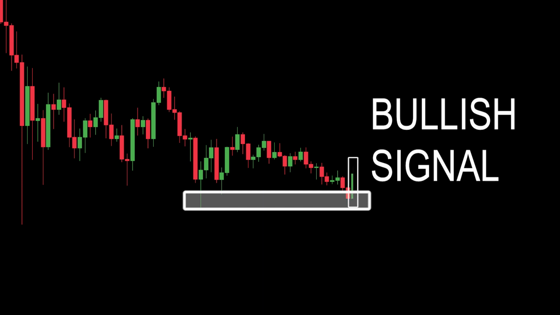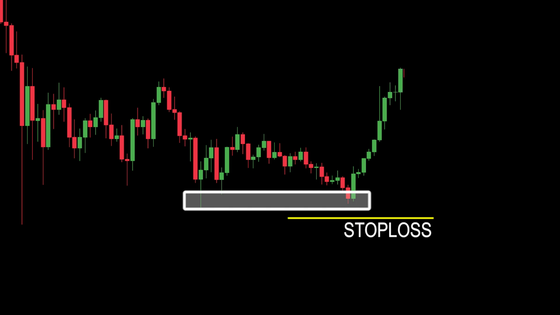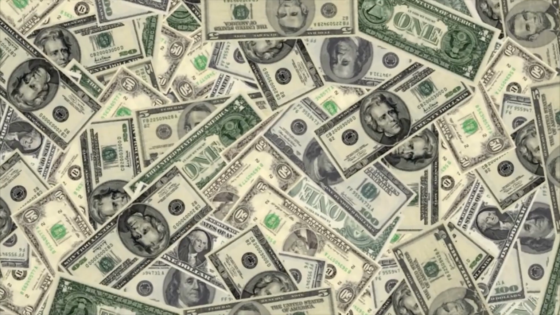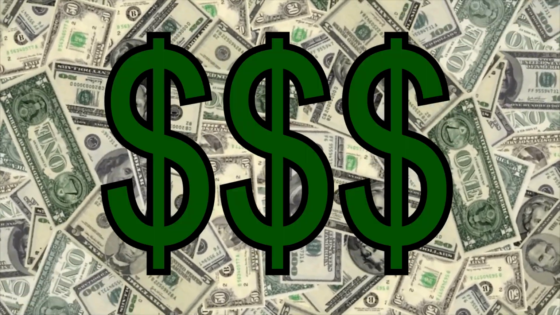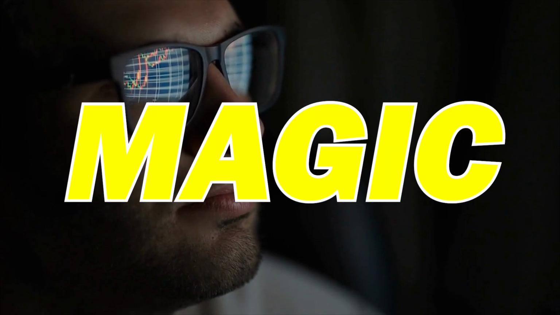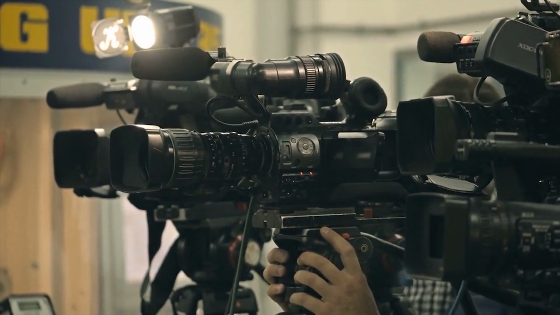Here we can wait for a bullish signal and enter the trade. We set our stop losses just below the demand zone and our target at the previous resistance level. And just like that, you just made yourself a ton of cash. Being able to pair these price action secrets with correct indicators is a magic strategy. I'm going to be uploading another video dedicated to indicators.